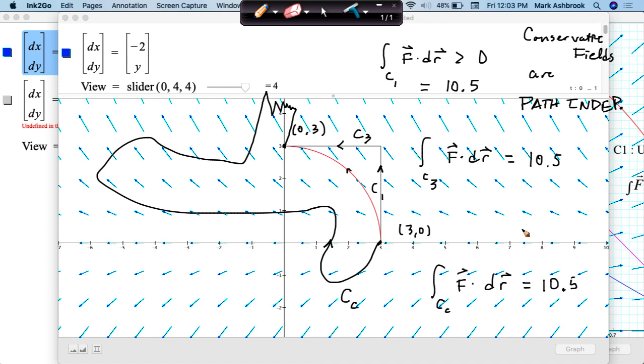Okay. So what do we know so far? So gradient fields are conservative. That means every closed loop in a field will be 0, and you have path independence: given any starting point and ending point, every line integral with that start and end point will have the same value. Path independence.